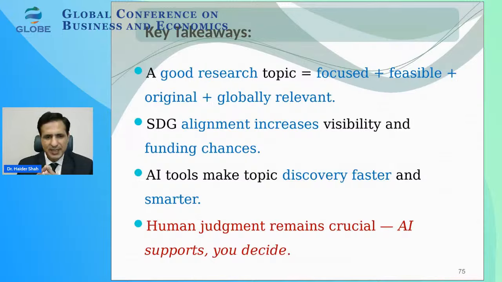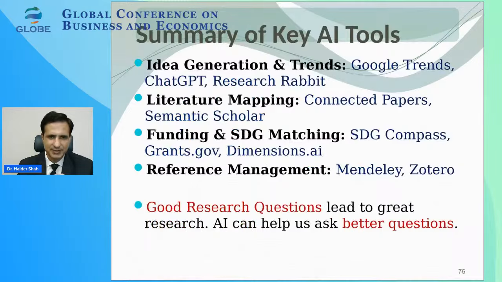Then the AI tool makes topic discovery faster and smarter. If you use AI, the different keywords can help give your work more visibility, and that can make it smarter. Human judgment remains crucial. AI supports you in deciding. It means you have the mind, you have the ability to take the decision. So decide by yourself and just use AI as a tool, as a research assistant.